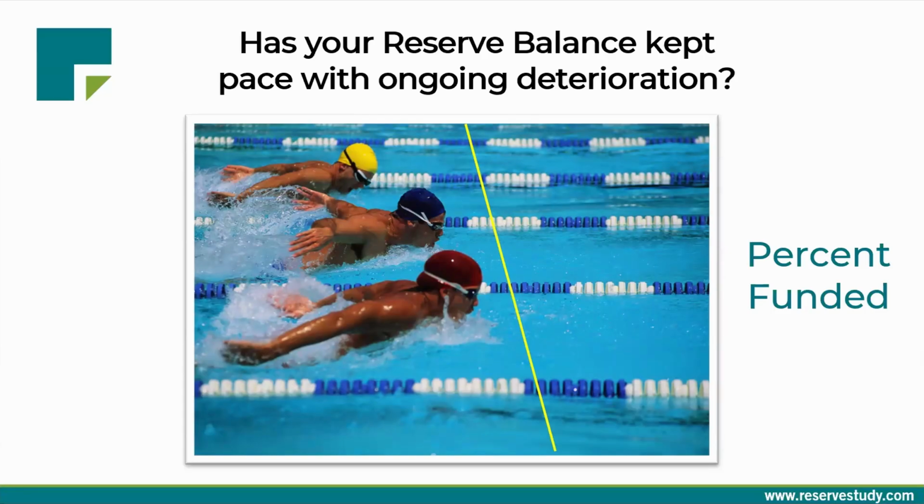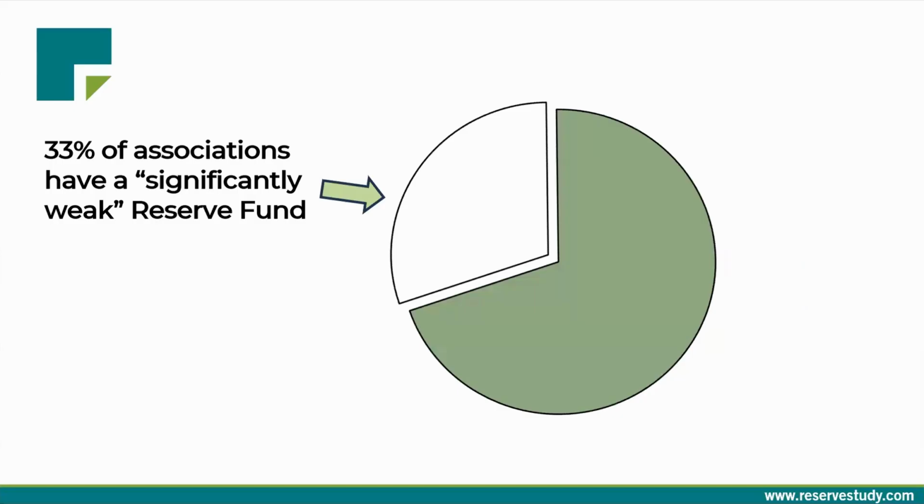Remember, like Mother Nature and Father Time, they're unstoppable forces. Percent funded is kind of like the world record pace line that you sometimes see in a swim race. It allows you to know how we're doing. A quick answer to what you're probably wondering is that 1/3, or 33%, of associations have a significantly weak reserve fund. Not everyone. Many associations are doing okay or have a strong reserve fund, but it's that 1/3 in the weak range that makes all the news.